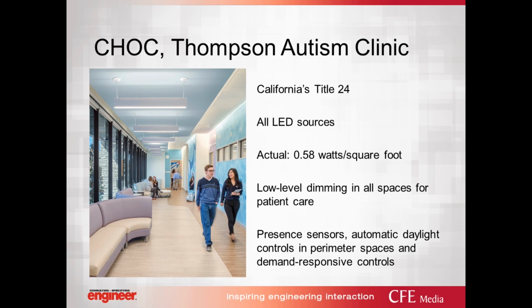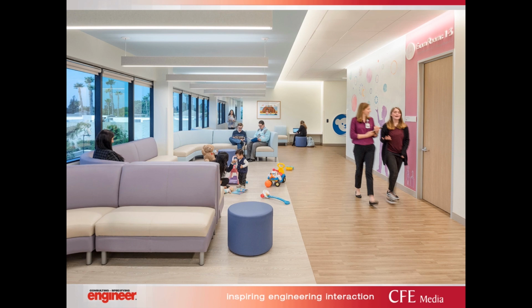And the last one I wanted to talk about was the Chalk Autism Clinic. This is a project located in Orange, California, so they were required to meet California's Title 24. It also used all LED sources and came in at just under 0.6 watts per square foot. It was important that we used low-level dimming. It was for autism patients, so that was a very high consideration. We had to look at the actual clientele that would be in the space. And then some other things we used were presence sensors and daylighting controls.